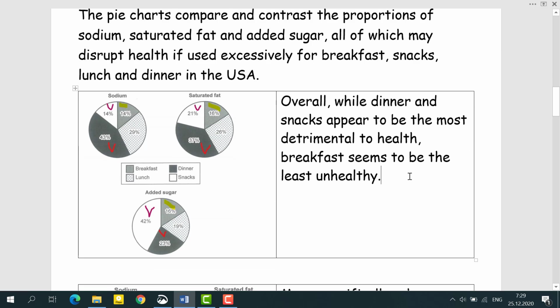Okay, next, in the next paragraph, it's very important to focus on general trends. We should not include any percentages. We should not include any precise figures or numbers. Our job is to focus only on the main trends given. Now, let's look at this carefully. I've written: overall, while dinner and snacks appear to be the most detrimental to health, breakfast seems to be the least unhealthy.